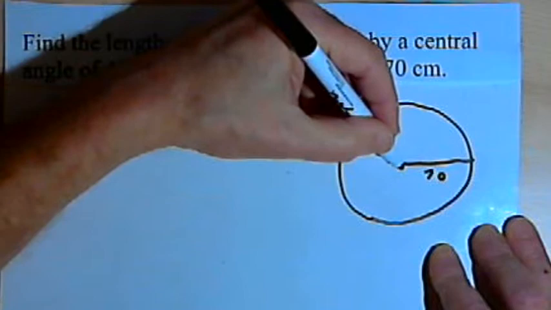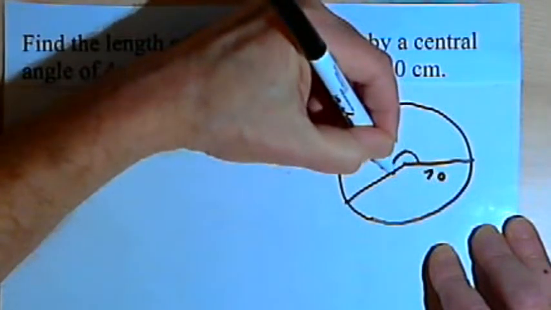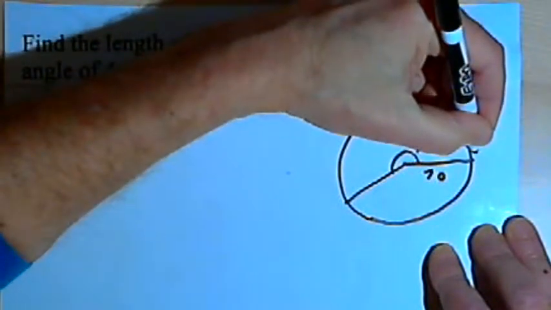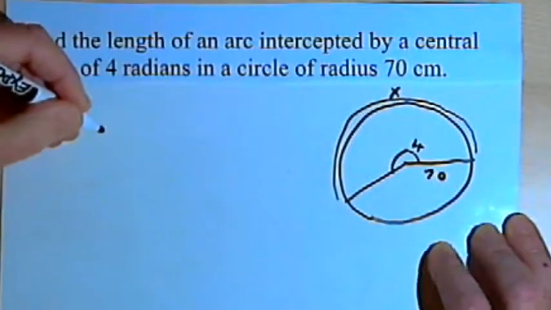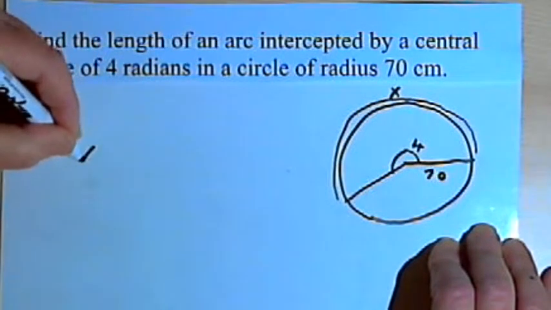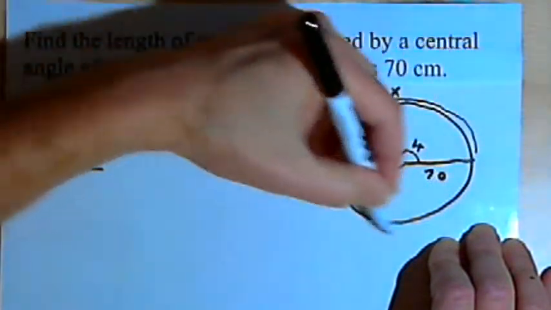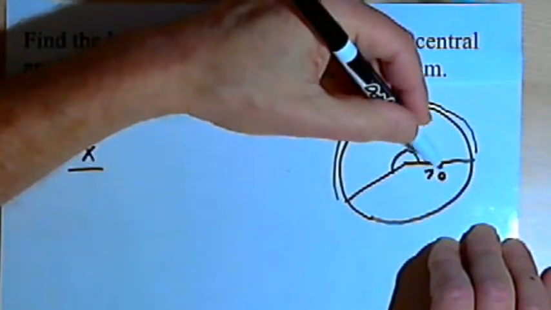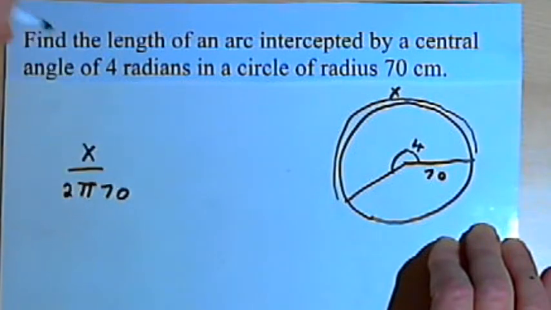Well, that's a little more than half a circle. So I'll draw this central angle, mark it as a 4. And we're looking for the arc here, which is also a little more than half a circle. We'll call that x. So as with the previous problem, we'll set up a fraction, x, the length of the arc, over the circumference of the circle. That would be 2 pi times 70, since the radius is 70. So that's 2 pi 70.